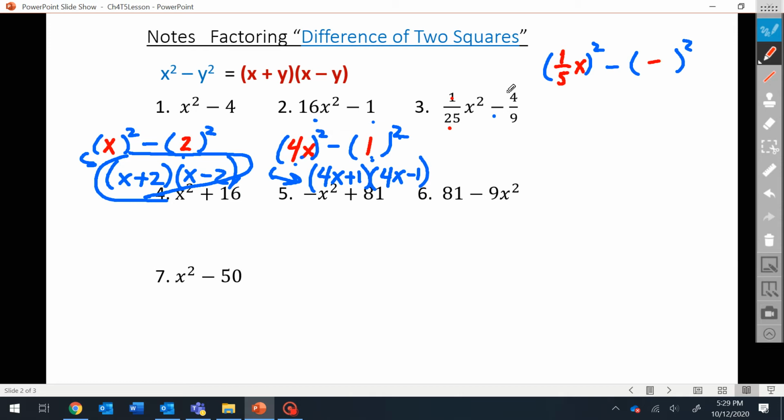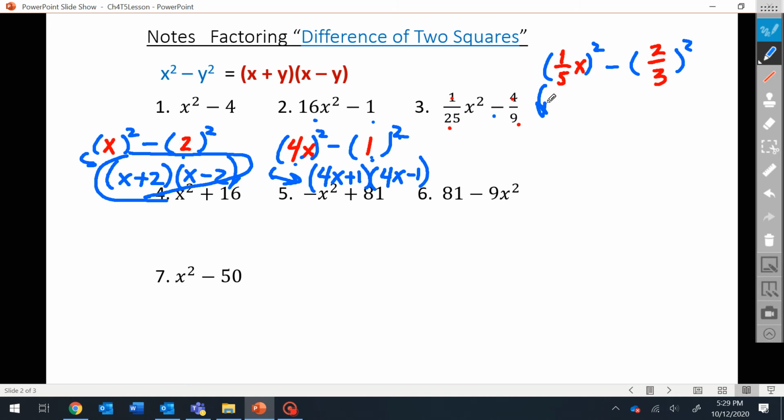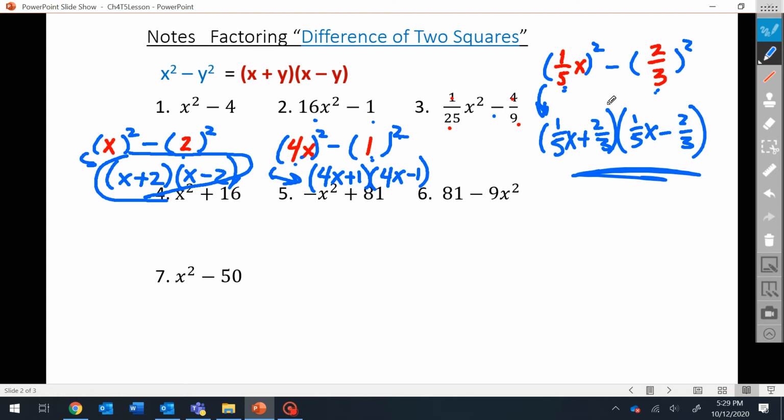Same thing for the second part. The square root of 4 is 2, and the square root of 9 is 3. So that's 2/3. So 1/5 x squared minus 2/3 squared. So this is a difference of 2 squares. Now we can factor it into the special form where the first factor is this plus this, so 1/5 x plus 2/3. And the second factor is this minus this, 1/5 x minus 2/3. So that would be our factors for number 3.